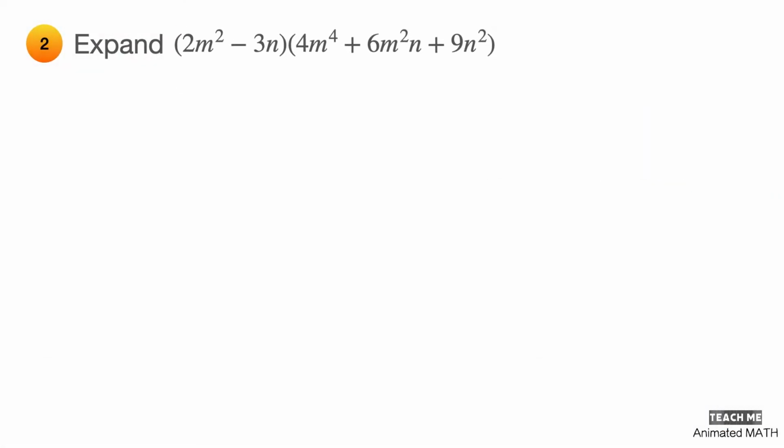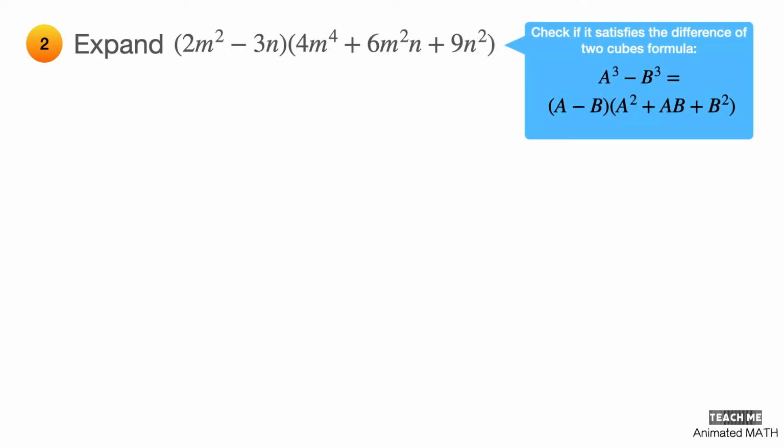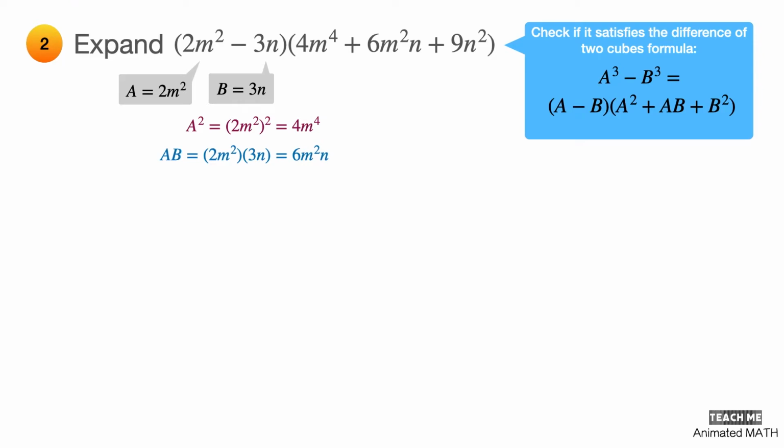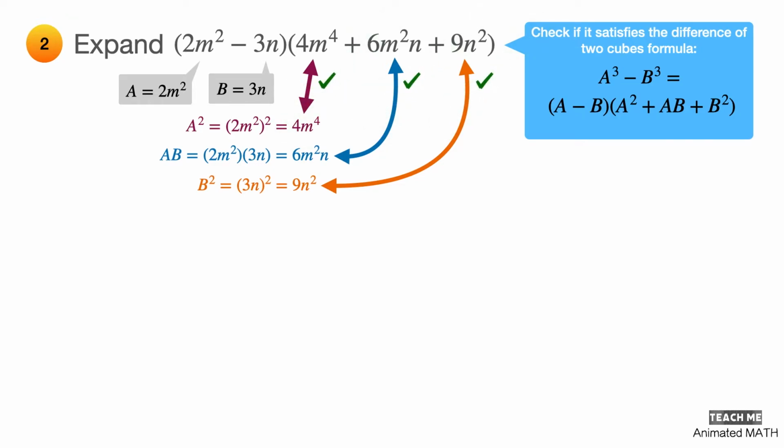This example contains more complex looking terms, and if you're not careful with the computations, then there is a huge risk of getting the wrong answer. Let's check if it satisfies the difference of two cubes formula. First, assume that a is equal to 2m squared, and b is equal to 3n. Using these values for computation, a squared is equal to 4m raised to 4, ab is equal to 6m squared n, and b squared is equal to 9n squared. Alright! The expression follows the difference of two cubes formula.